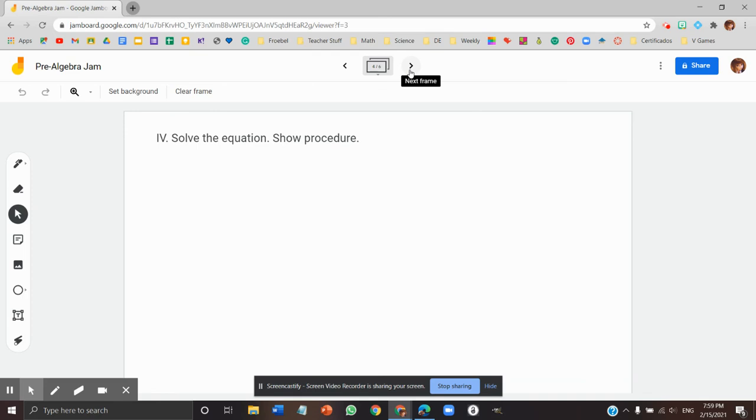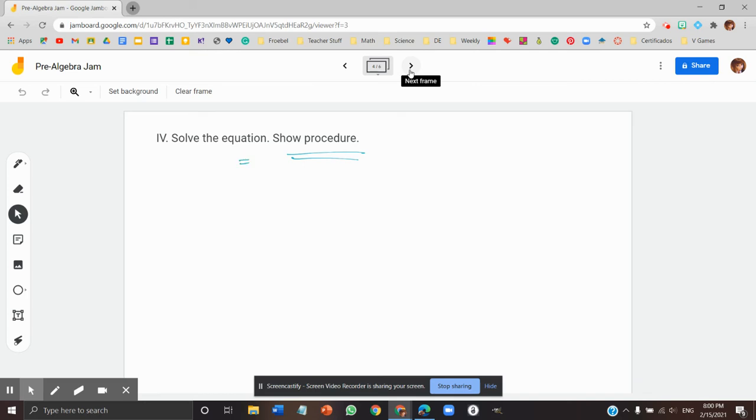Now let's check out our last part of the test. This is our last part, then it goes the bonus. I'm going to go over the bonus too. In this one it says solve the equation and again show the procedure. I am not going to give points if you do not show the procedure. In the last one you have an equation, and the difference between an equation and just an operation is that the equation has an equal sign.